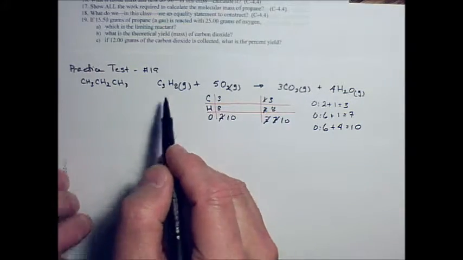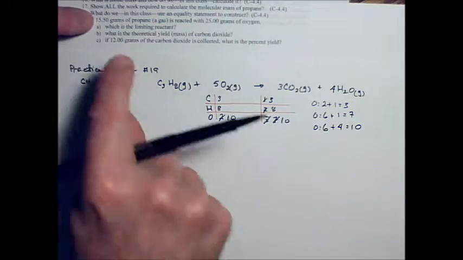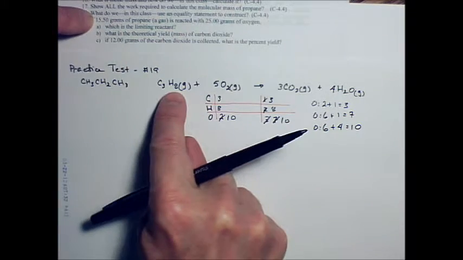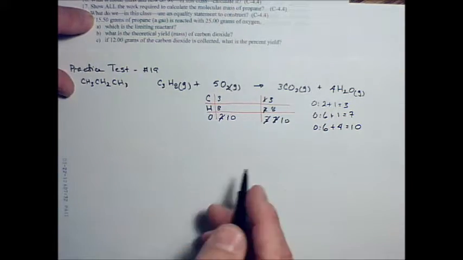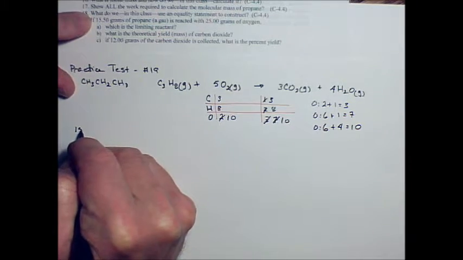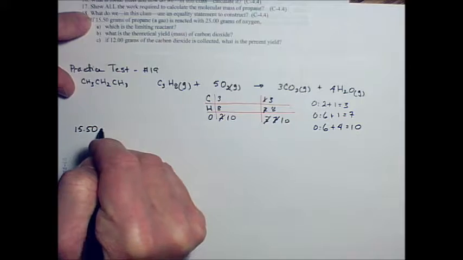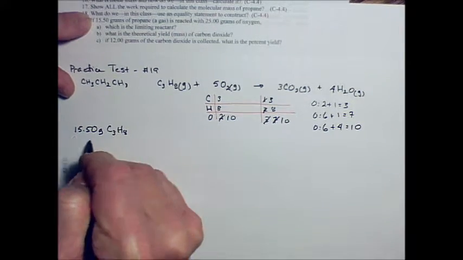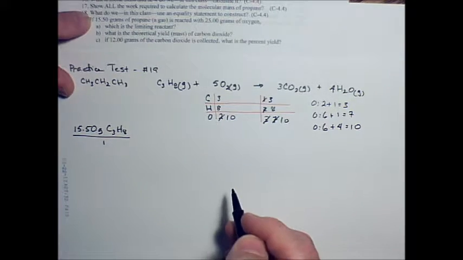I have to start doing the stoichiometry with the given amount, the 15.50 grams of propane. Okay, and that's going to go over 1. Always your starting amounts go over 1. So 15.50 grams C3H8 goes over the number 1.